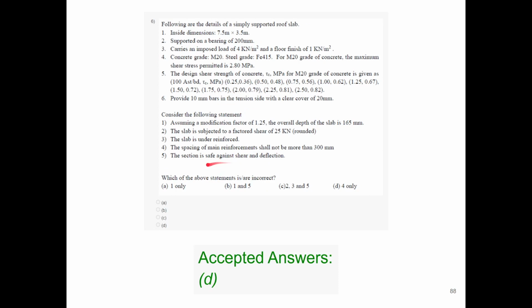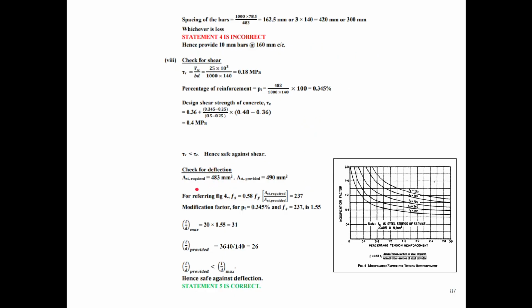Okay, so the check for deflection. We have to provide that, an important thing for slab. So required Ast was 483 square mm, provided Ast will be 490 square mm. So from this figure, fs value is 237. Therefore, modification factor will be 1.55. Therefore, L by d max value will be 20 into 1.55, which is 31. And L by d provided is 26.